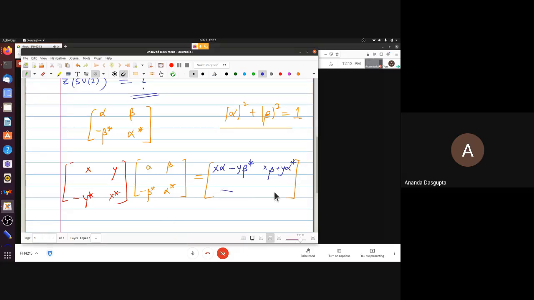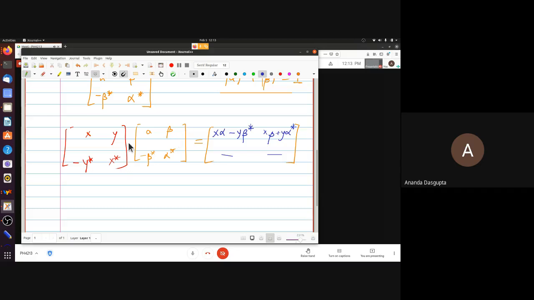I'm not even bothering to write down what these two elements are, but you should check that this element is the conjugate of this one, and this element is the negative of the conjugate of this one. So this is what you get when you multiply in this order. What you get when you multiply in the reverse order, you don't really have to multiply again. If you want to figure out what happens when you switch the two, all you have to do is replace x by alpha and y by beta, and that's it.